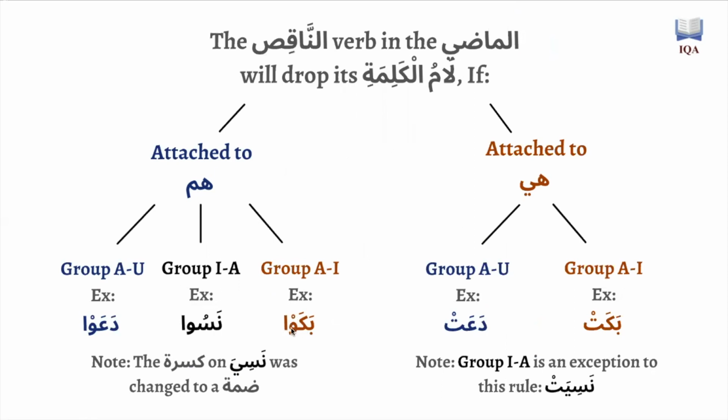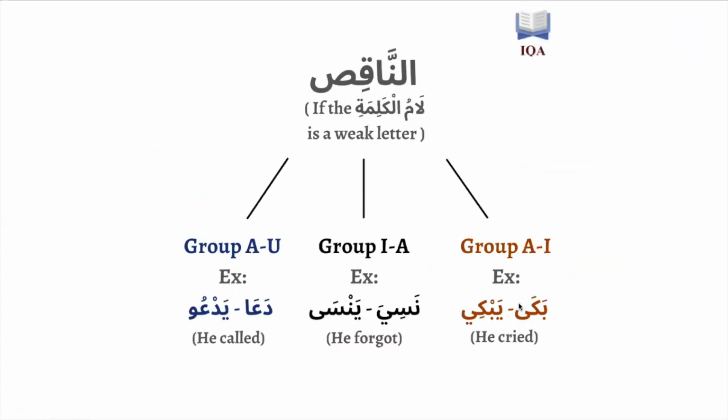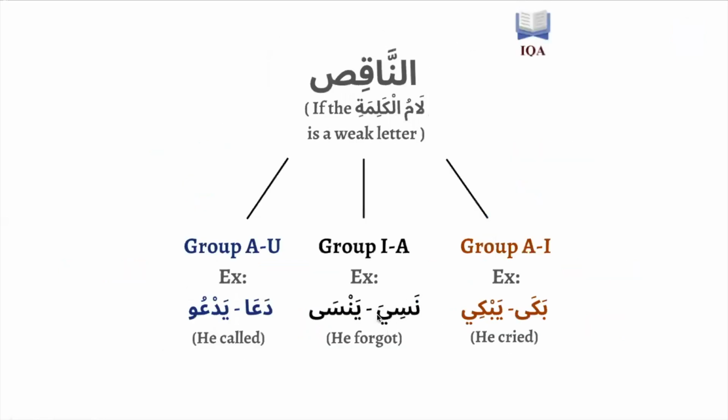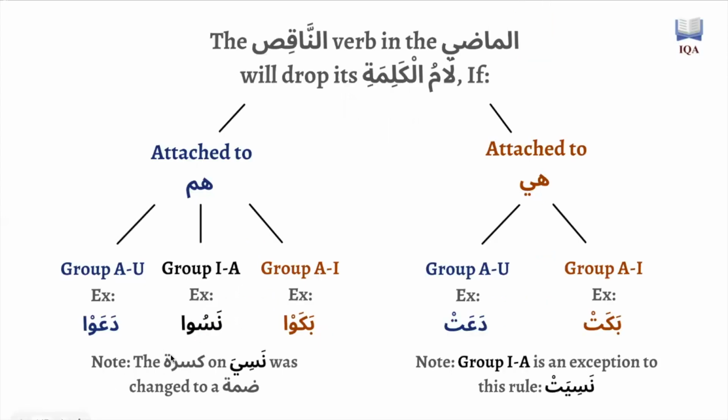The waw here is the attached form of hum, and the alif that was originally in baka is dropped so that we can attach the waw. So it becomes baku. See, the alif was removed. Also for group EA, same thing will happen. Nasu. The ya that was at the end of nasiya is dropped in order for us to add the waw. Nasu. And group AU, the same thing happens, da'aw.